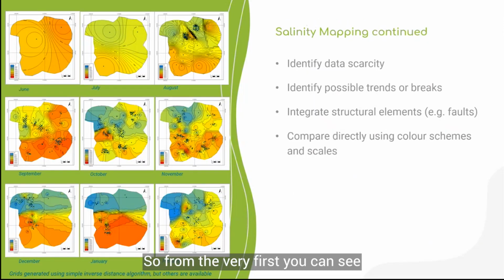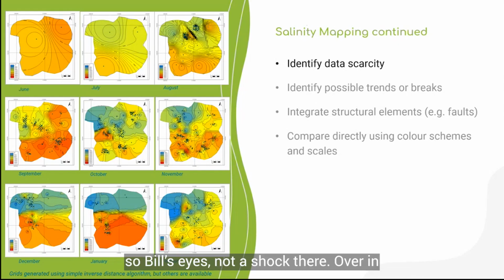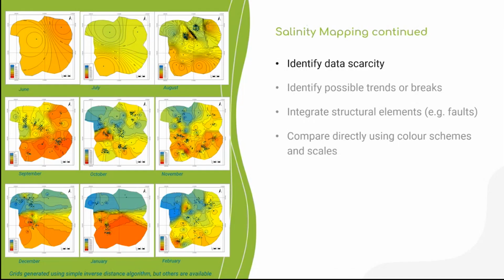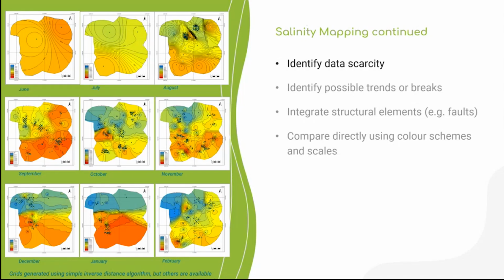So from the very first, you can see where we have very few data points, right? Up in that June map, we only have 2 data points. So bullseyes, not a shock there. Over in July, we've only got 3 data points. So again, not a shock. When we get into August, we're getting a lot more clusters of data. So the measurement system of these wells has kind of come online a bit more. We're collecting them a bit further out.